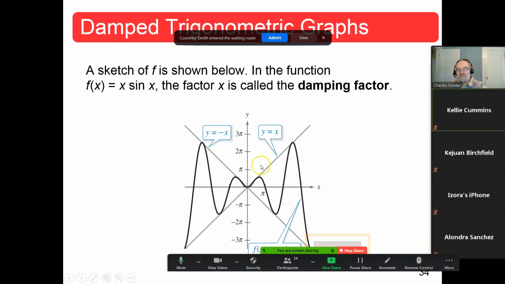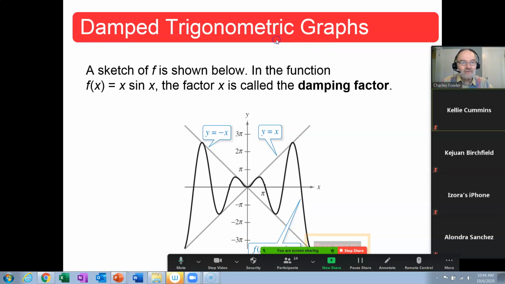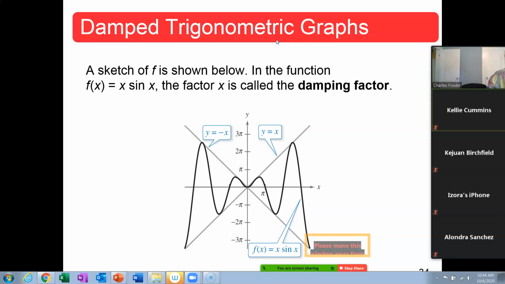That's where it reaches. Here comes Courtney. Good deal. I think Courtney said he had to work, and that's why he comes in a little bit later.